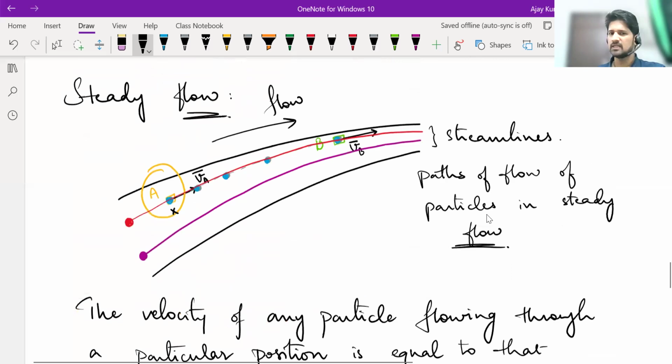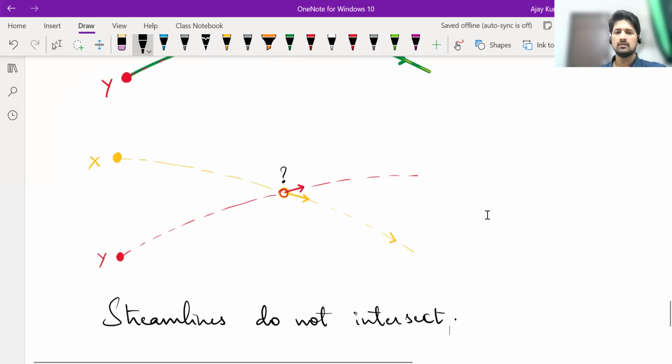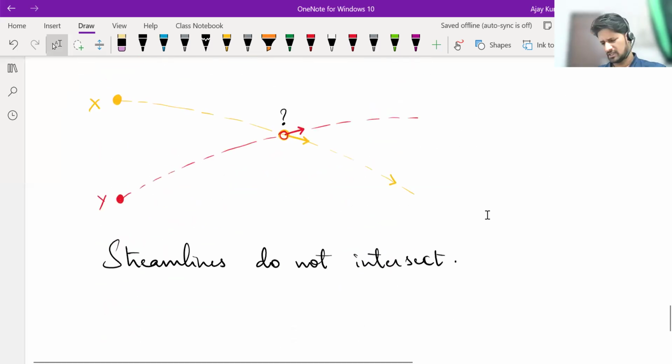So basically, what do streamlines show you? Streamlines show you the path followed by any one particle in steady flow. That is what a streamline is, right? And because the flow is steady, at a particular position only one direction of motion is possible. So if you show streamlines intersecting, it means at a particular position you are saying two different velocities are possible. Then the flow itself is not steady flow. Then you should not call them streamlines. Okay. So never show streamlines intersecting each other. As a property, we say streamlines do not intersect. Actually, they should not intersect.